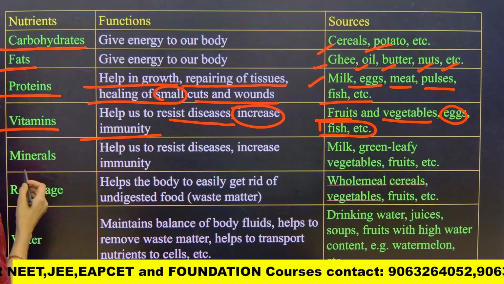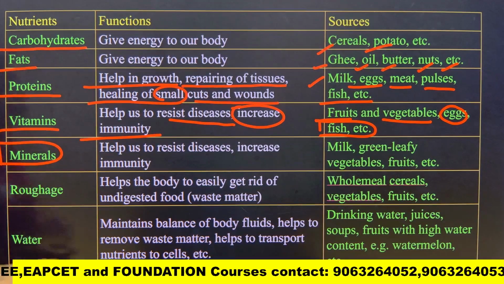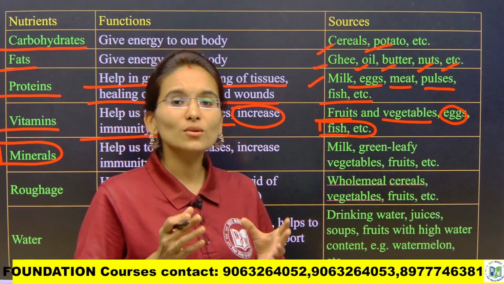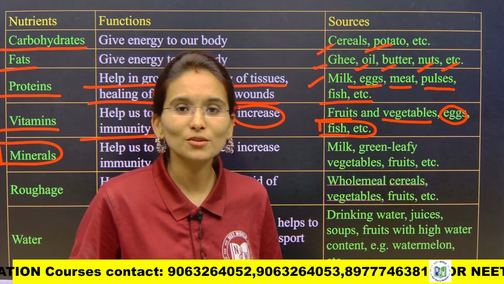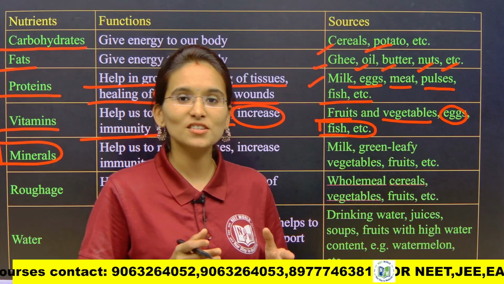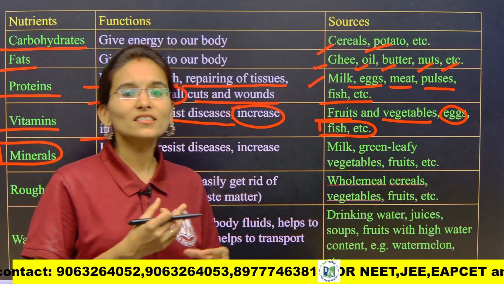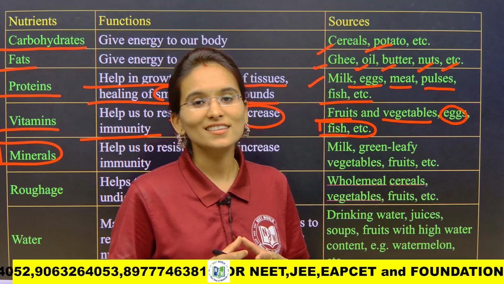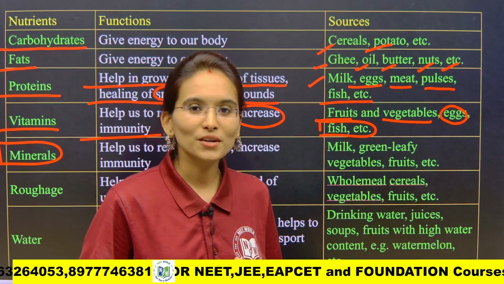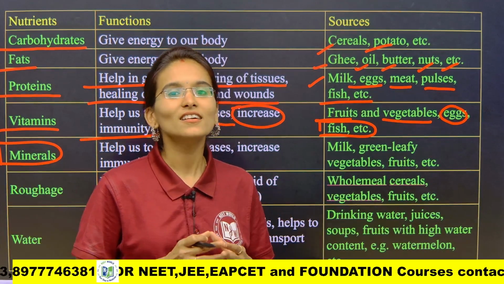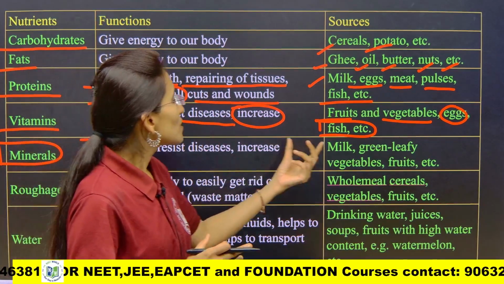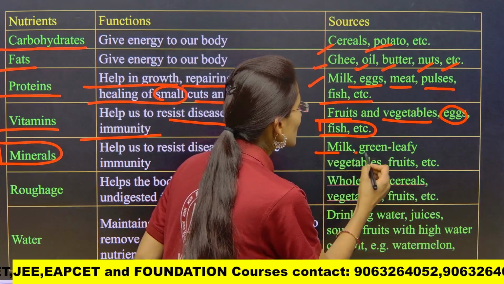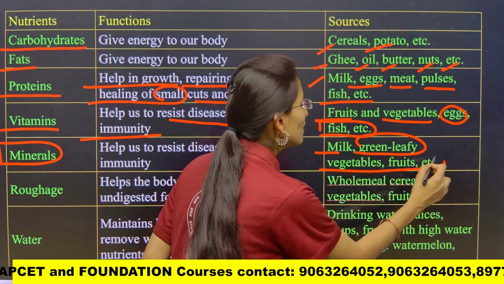And next one, minerals. What are minerals here? Different types of minerals are present in our body, like calcium, iron, and many other things. So these minerals are also going to help us fight against disease causing microorganisms and they will boost our immune power. These minerals we can find in milk, green leafy vegetables and fruits.